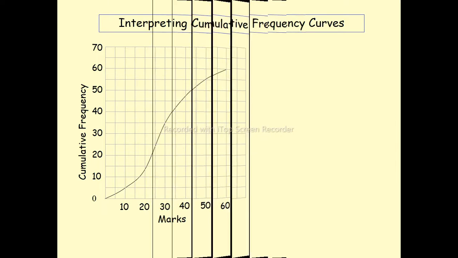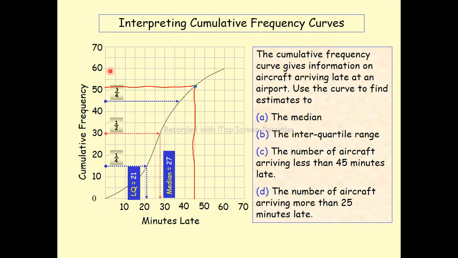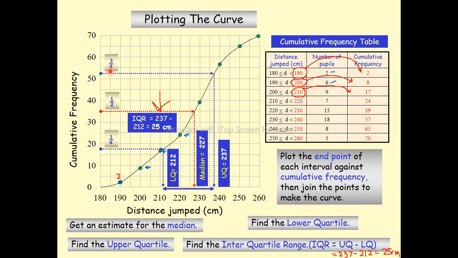Because if you look at the aircraft example, when we add 2, 6, 9, 7, 15, 18, 8, and 5, we should get 70, right? Let's add the frequencies. One moment, let me look up the calculator.